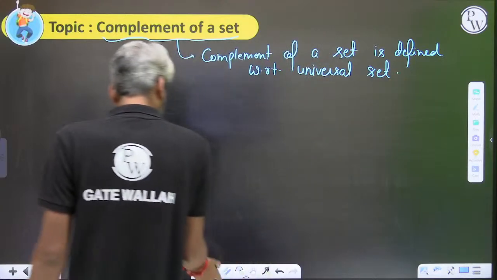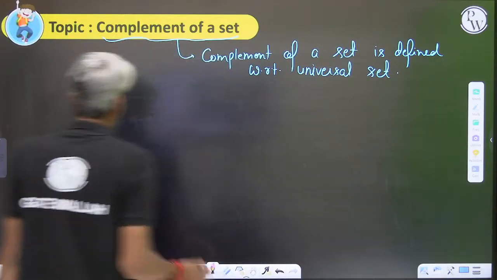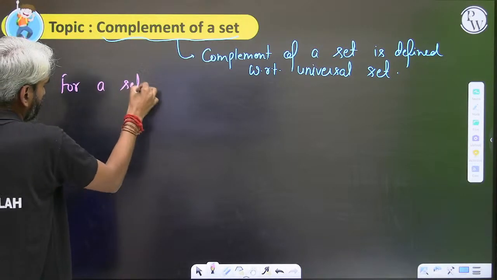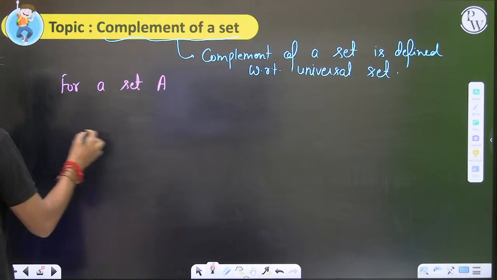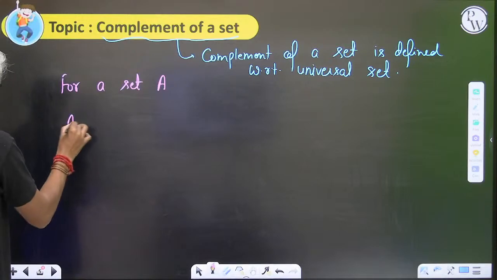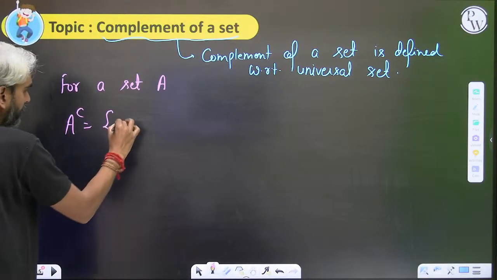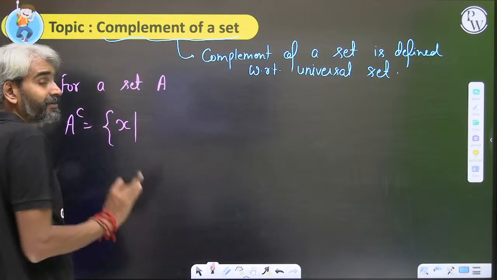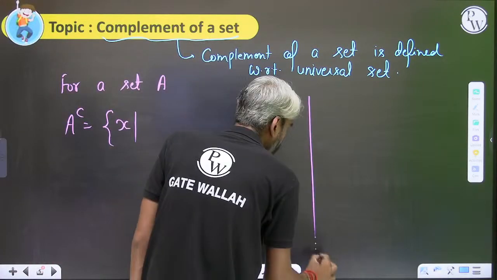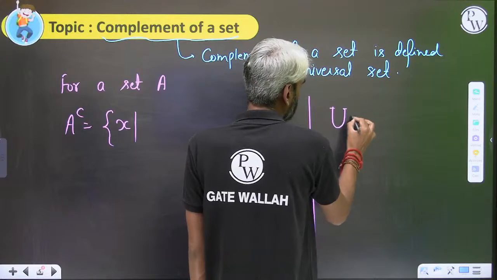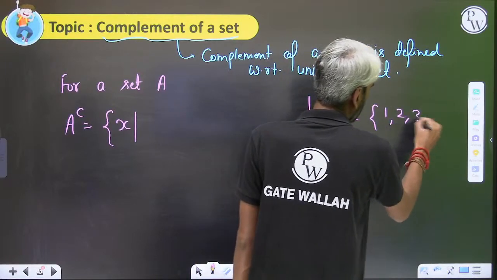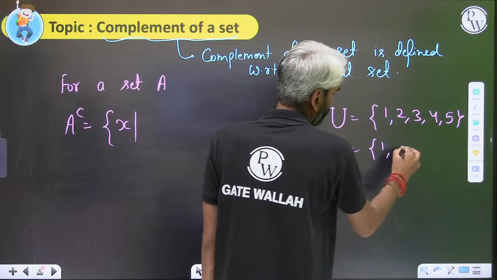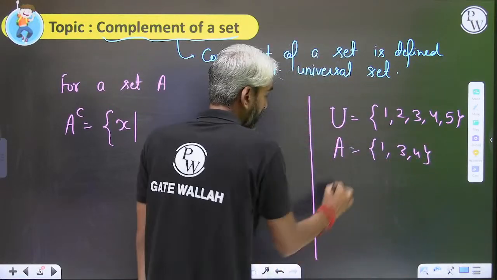Okay, so sir, what do I mean by the complement? For a set A, how do we define a complement? Sir, A complement will be a set of elements X such that, sir, look at this. If I just give you an example first, let's assume that this is my universal set. Universal set is 1, 2, 3, 4, 5. Apart from that, I define a set A, which is nothing but 1, 3, 4.